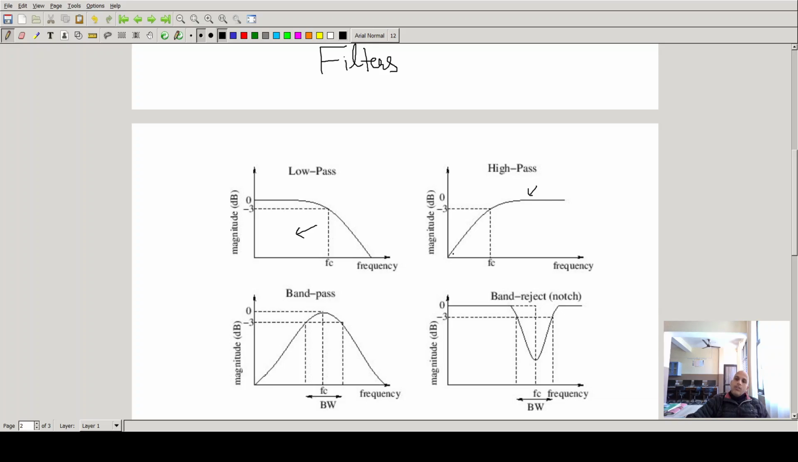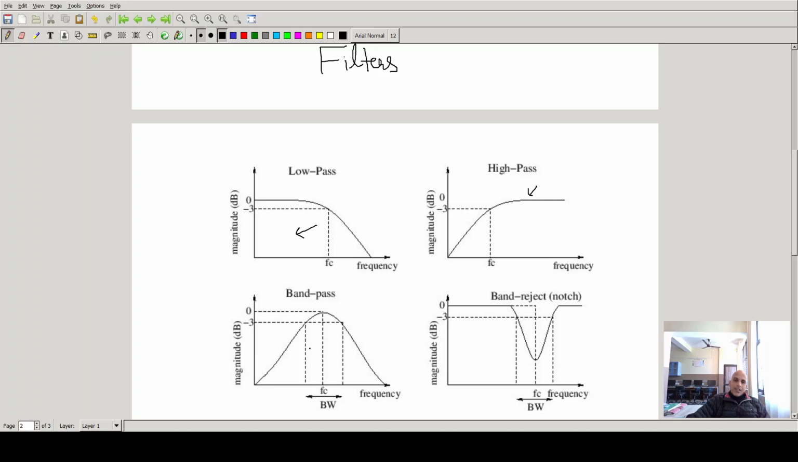It means all those frequencies in the signal which are above FC are allowed to pass through the filter, and other frequencies will be stopped. So this is called a high pass filter. Now I'm coming to the third category. This is the band pass filter.